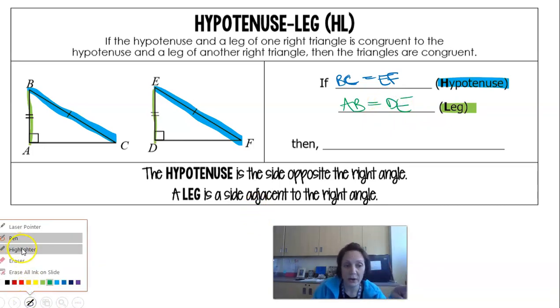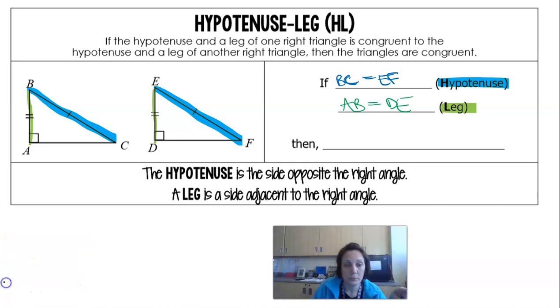So I have right triangles. I have a pair that is legs, and my other set of congruencies is the hypotenuse. Right? So I can say these two are congruent. So I'm going to say triangle ABC is congruent to triangle DEF.